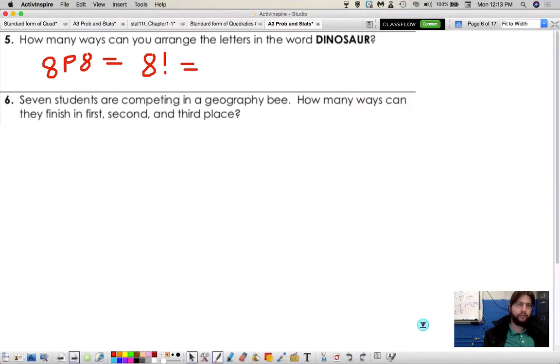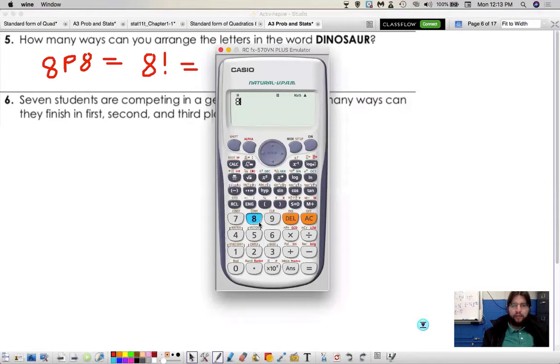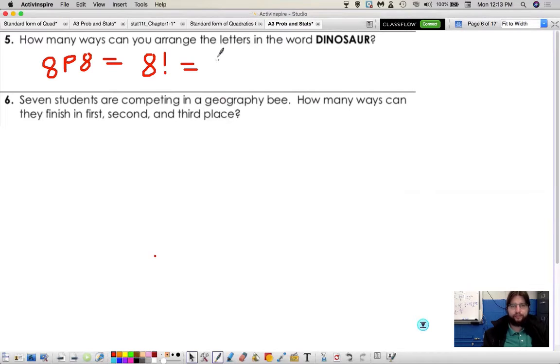Okay. 8 factorial, we did that a second ago. 40,320. That's how many ways you can arrange the letters in dinosaur. Over 40,000 different ways.